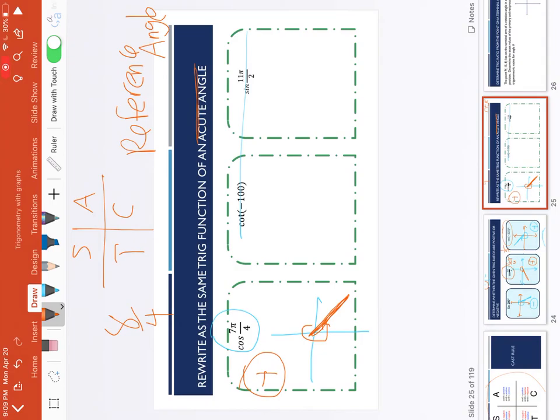Now you're going to find the reference angle. So the reference angle here should be pi over 4. So now what you're going to do is look and see what other quadrant cosine is positive. It's positive in quadrant 1. When I use a reference angle of pi over 4, I'd end up with a principal angle of pi over 4.